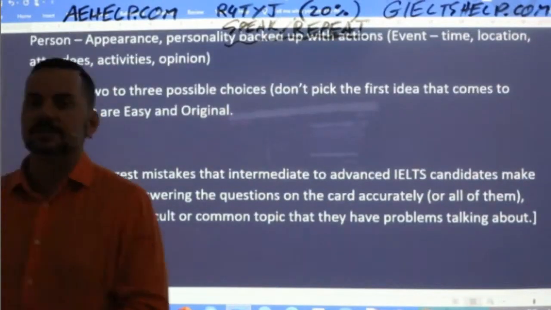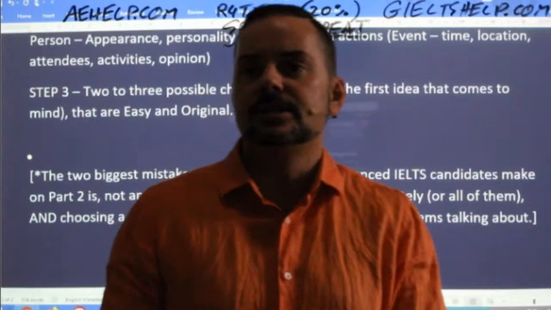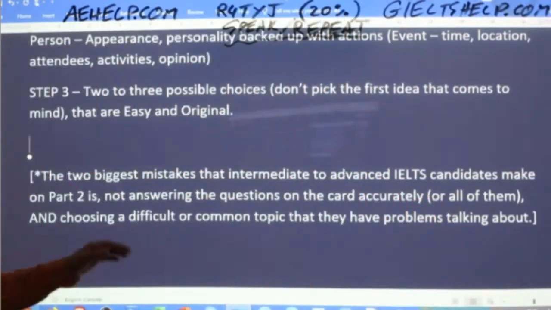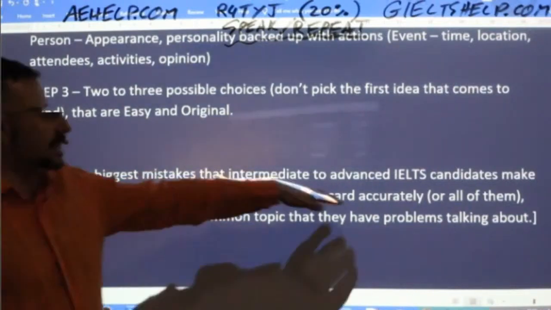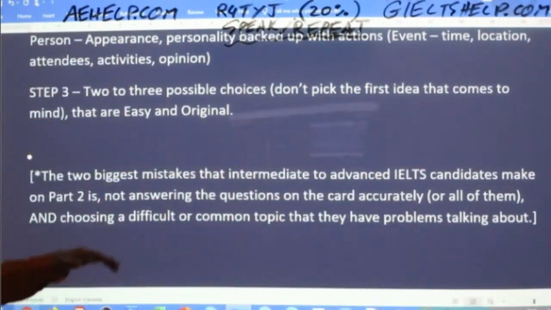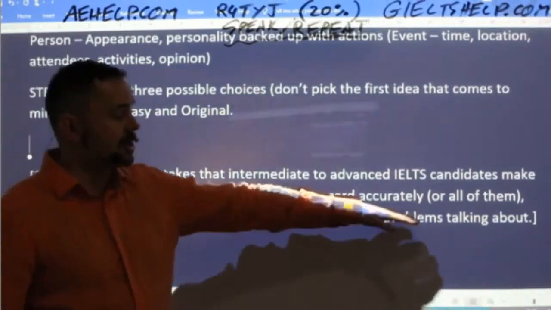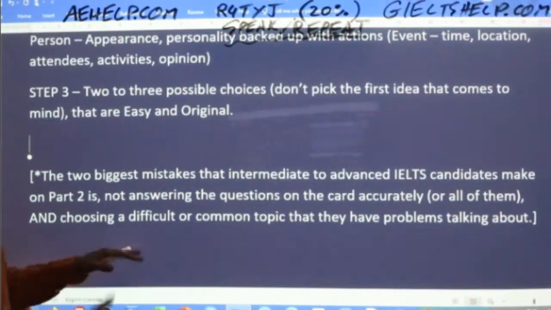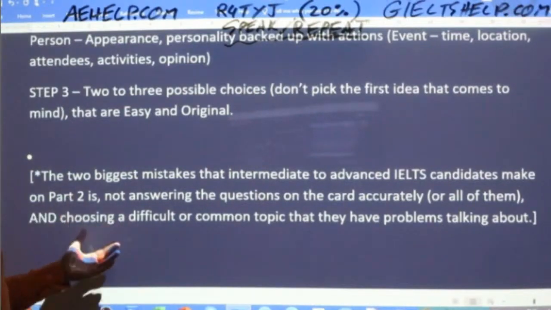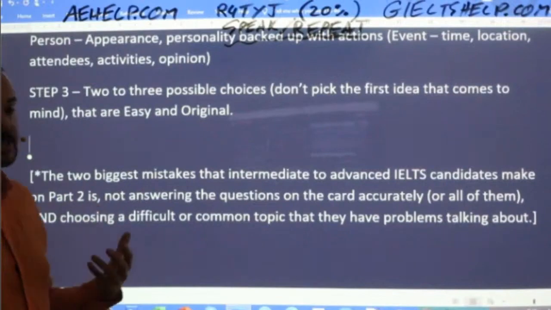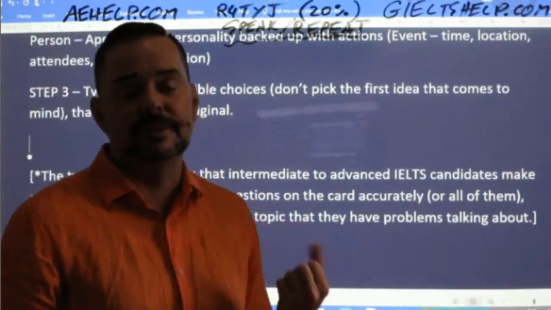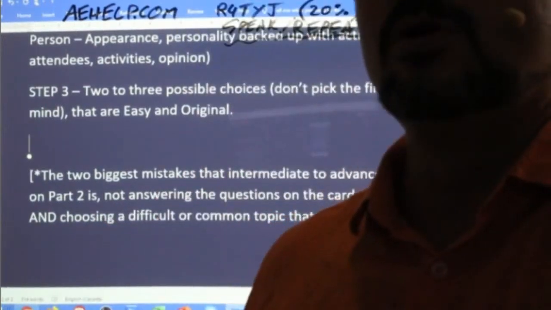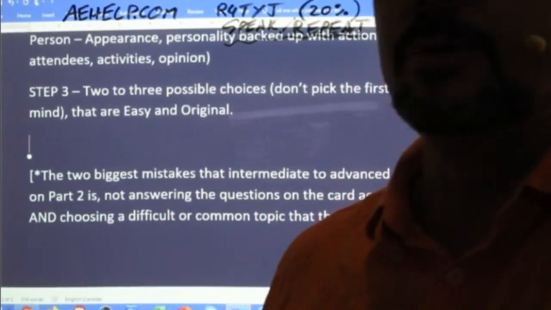So give me some ideas, members. Okay, and I can see Honey said, can you repeat that? Yeah, so Honey, the 2 most common mistakes in part 2 that intermediate to advanced candidates make is that they don't answer the questions on the card accurately, or they don't answer all of them, they miss some of them, or that they think of just one idea, start talking about it, and then they realize after 30 seconds that they can't really talk about that idea. They don't have enough information or the vocabulary, or they run out of ideas, or it's not original.